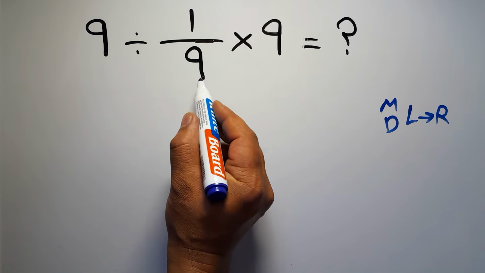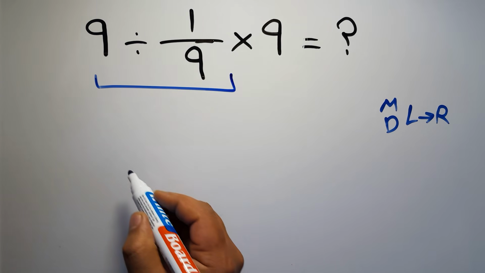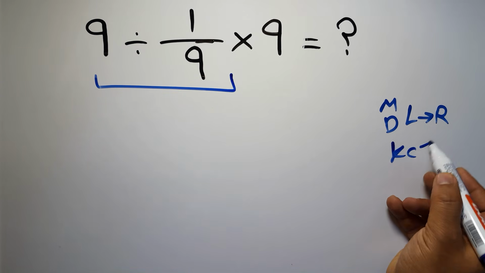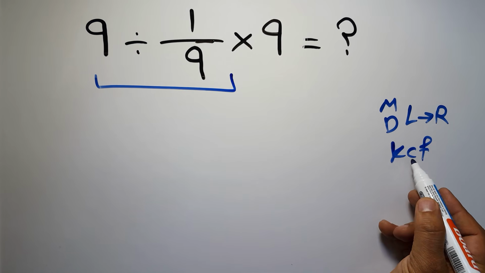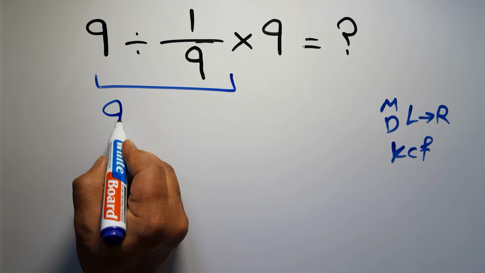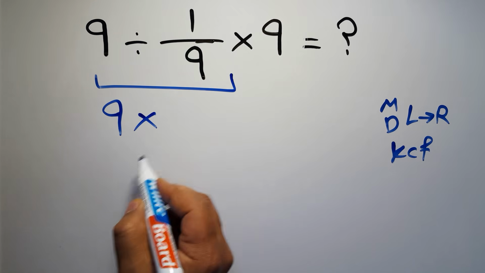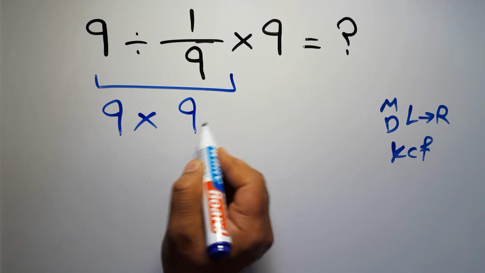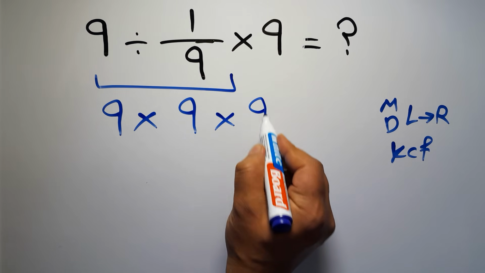9 divided by 1 over 9. According to the KCF rule, K stands for keep, C stands for change, and F stands for flip. We can write keep the first fraction, change division to multiplication, and flip the second fraction. And here we have times 9.